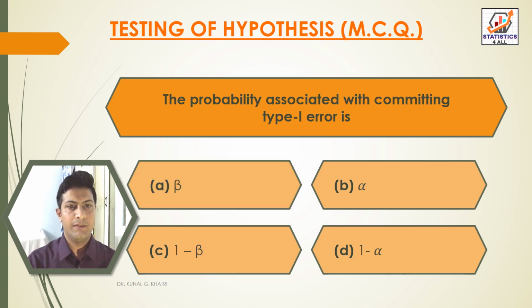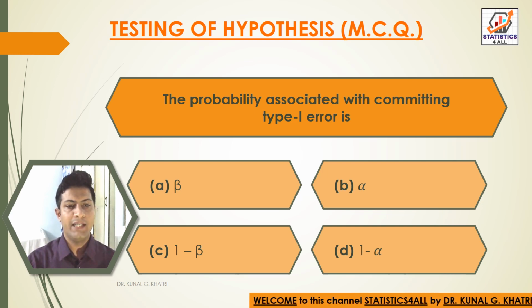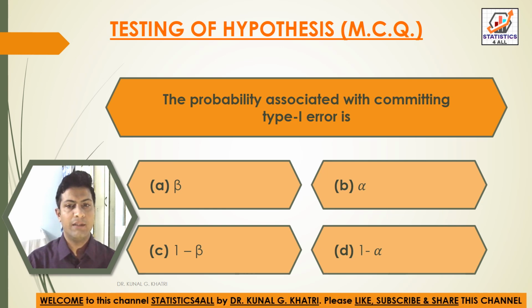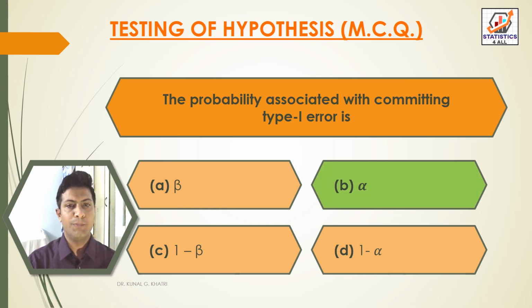Next question. The probability associated with committing type 1 error is option A beta, option B alpha, option C 1 minus beta, option D 1 minus alpha. So here we have answer option B alpha. The probability associated with committing type 1 error is alpha.